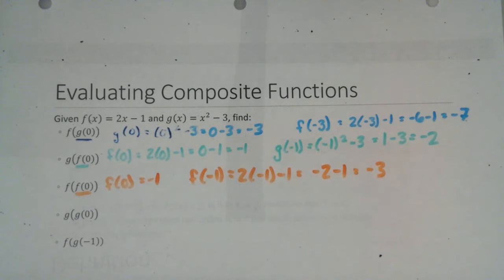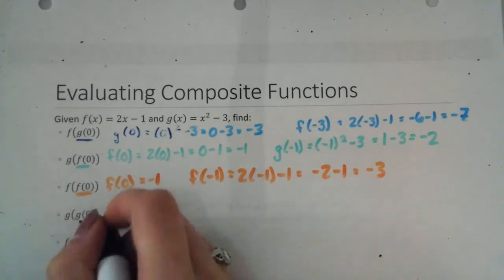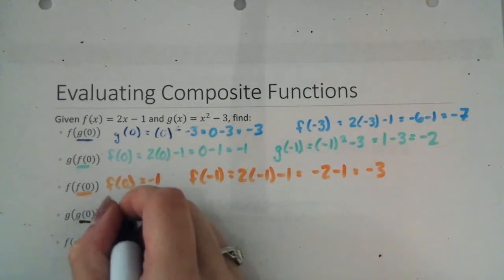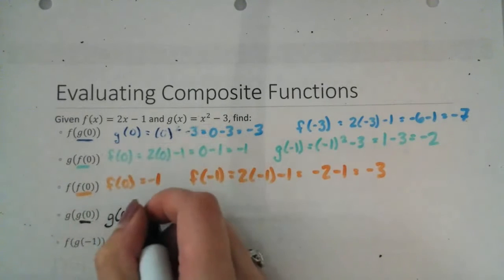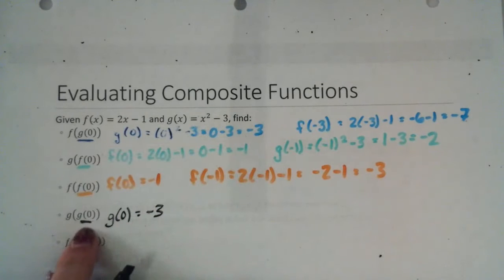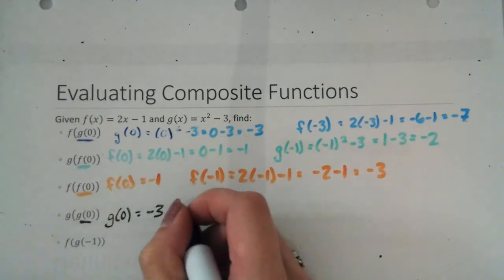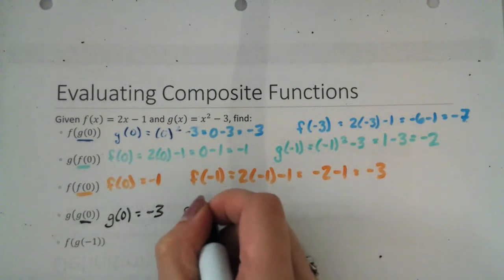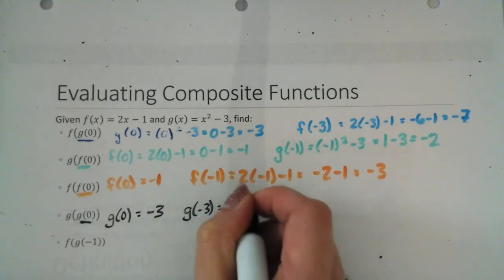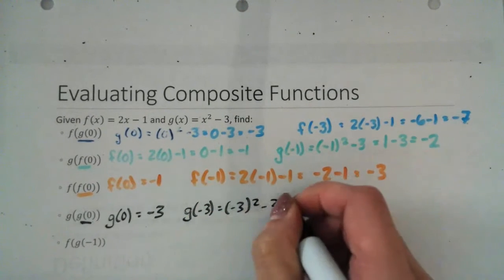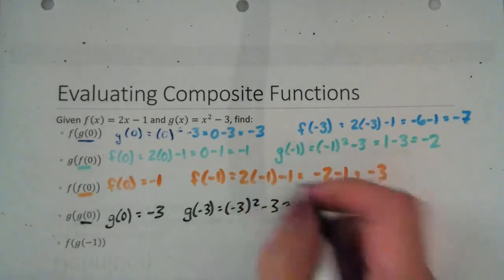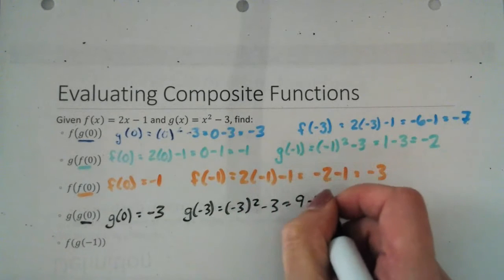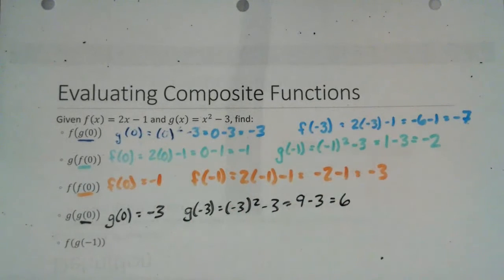Next up, we're looking for g of g of 0. We already found the g of 0. We said g of 0 is equal to negative 3. I'm now going to plug that back into my function g. G of negative 3 is equal to negative 3 squared minus 3. Negative 3 times negative 3 is a positive 9, and 9 minus 3 is equal to 6.